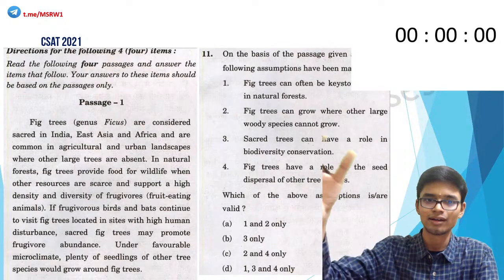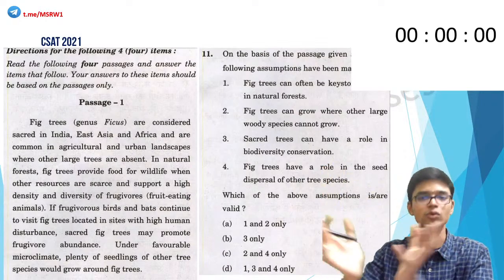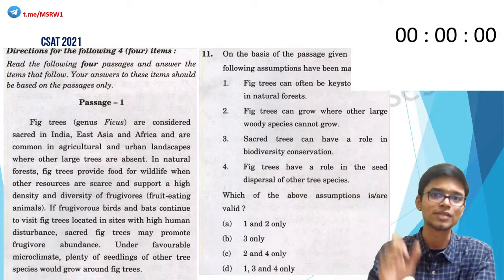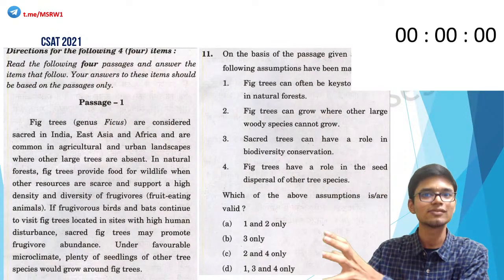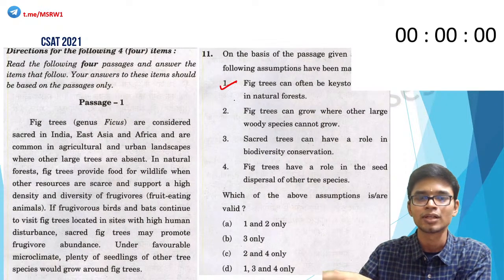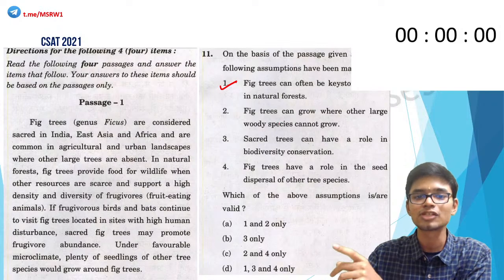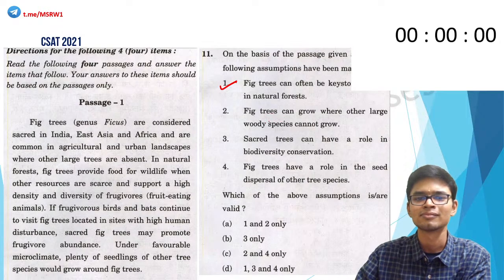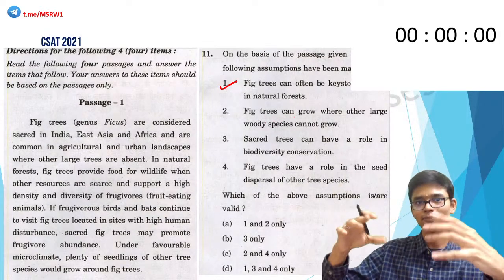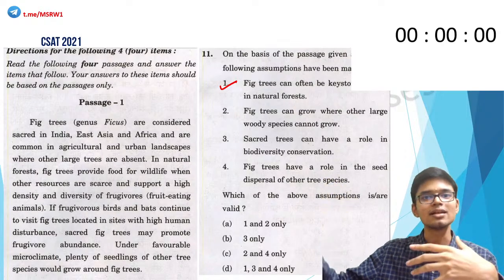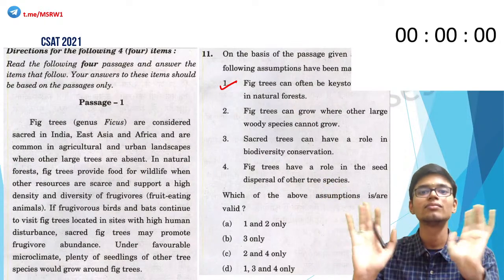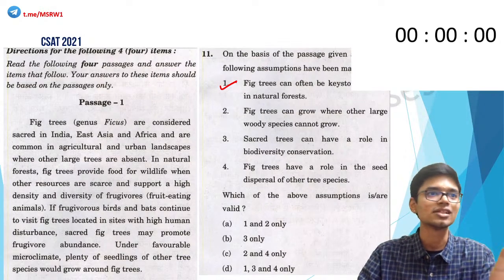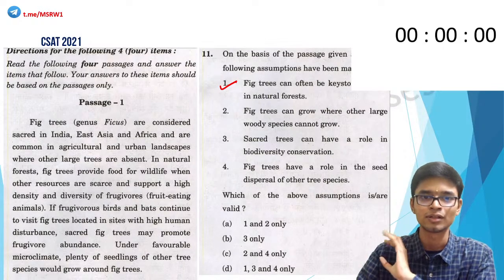Why? Because if we remove fig trees from that ecosystem, then that ecosystem by itself cannot survive. Okay, it's a keystone species. After reading this passage, that is very much obvious. So 1 is true. Second one, fig trees can grow where other large woody species cannot grow. Nothing in this passage actually talks about this. Right? We cannot assume it. Okay, maybe we know that this may not happen, but still, what is given in the passage, that's all we are going with. Nothing is given in the passage that says that fig trees can grow where other woody trees cannot grow. So this does not follow.